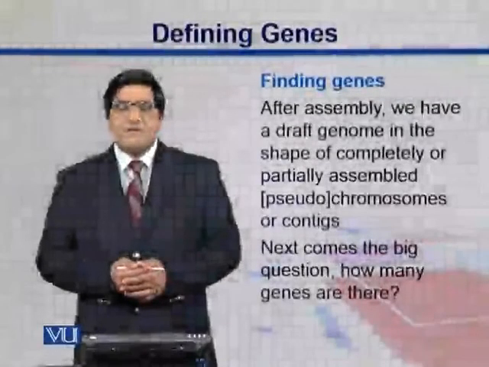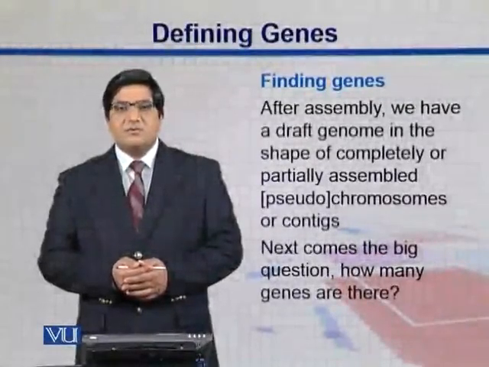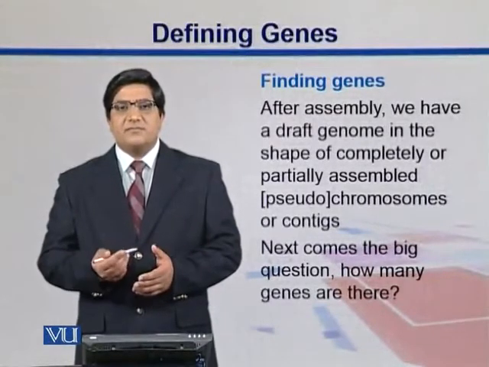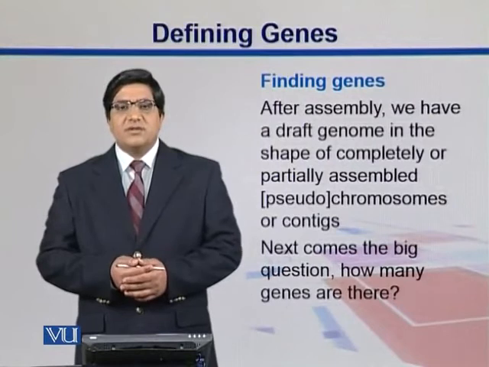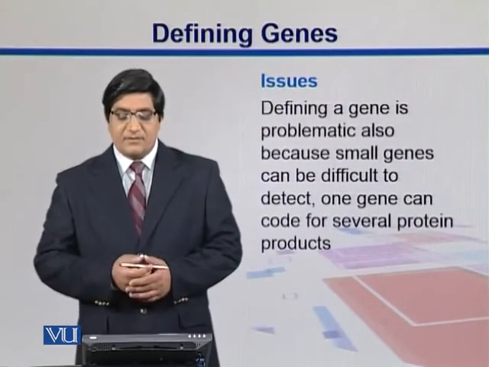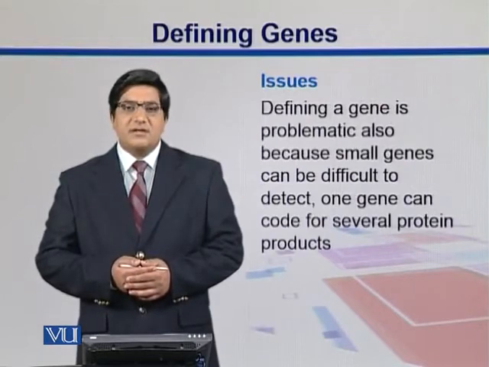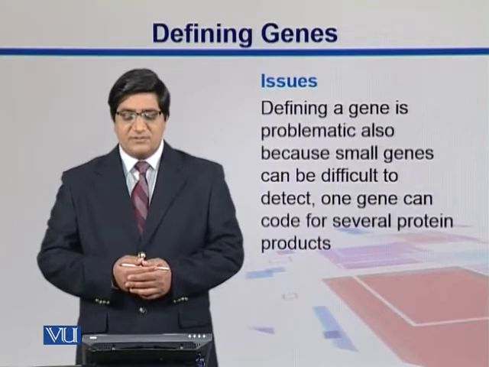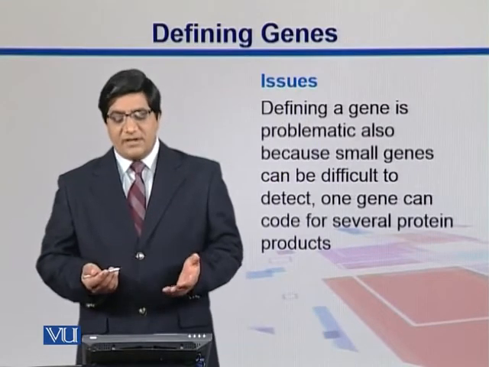After the genome assembly, we get the chromosomes or pseudochromosomes or contigs, and our next job is how can we find the different number of genes. So in order to do that, first we see how we define genes. But there are some issues: defining genes is problematic. It's not an easy task because small genes can be difficult to detect.